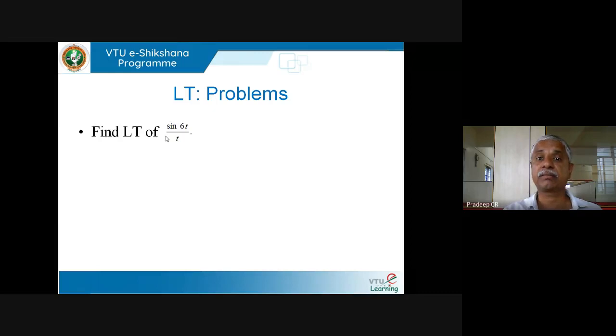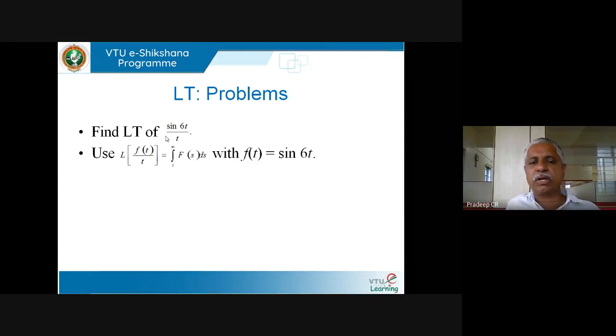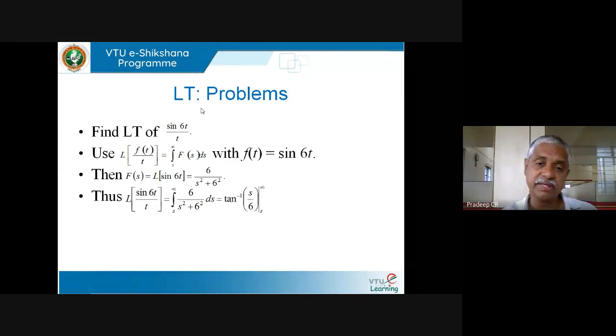Now, there is another formula where we use the Laplace transform of some function divided by t. Let me illustrate a couple of problems based on this formula, and then we are in good shape. So I want to find here the Laplace transform of sine 6t by t. There's an obvious formula to use. Laplace of f(t) by t is the integral of F(s), which is the Laplace of f(t), with respect to s. So I first have to find Laplace of f(t). f(t) is sine 6t. So Laplace of sine 6t is 6 by s square plus 6 square. So Laplace of sine 6t by t is the integral of 6 by s square plus 6 square ds.